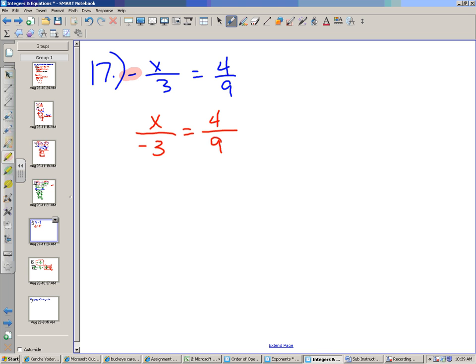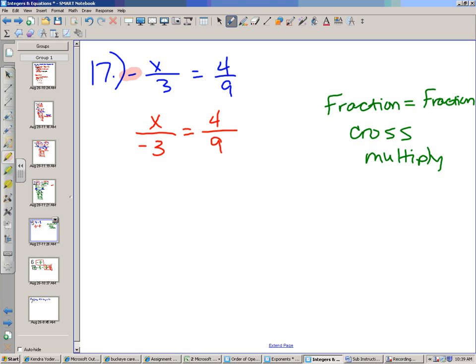But I'm going to teach you a different way, because I want your brain to constantly say this concept right here. If you have a fraction equal to a fraction, then you are going to cross multiply always. Always, always, always. So you're going to simply go, x times 9 is 9x. Negative 3 times 4 is negative 12.